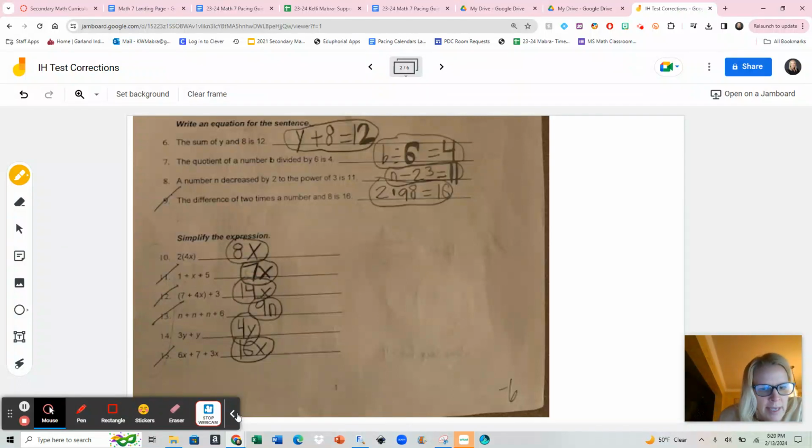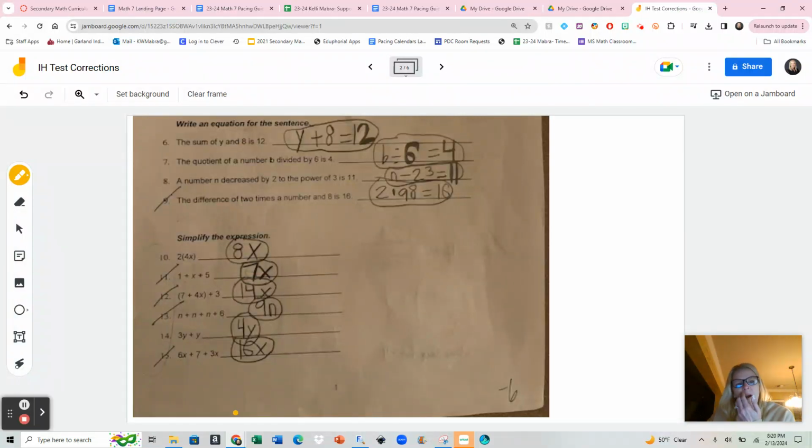All right, and so on 10 through 15, where you are simplifying the expression. Okay, so I want you to think about this: you can only add things or subtract things that are the same. I like to call it combining like terms, or like things. So what kind of things are the same? Maybe boys and girls. You're going to combine the girls together and you're going to combine the boys together.